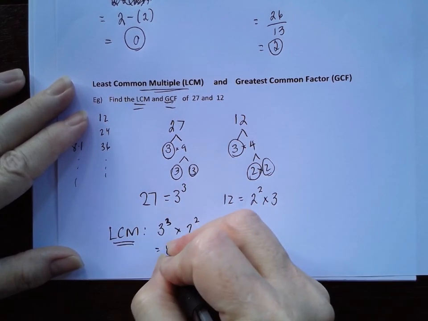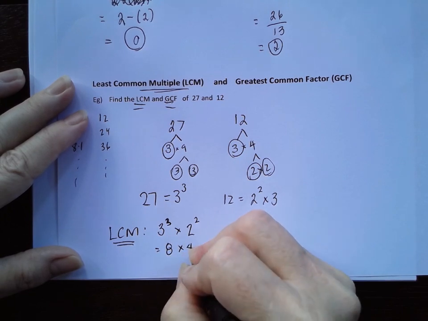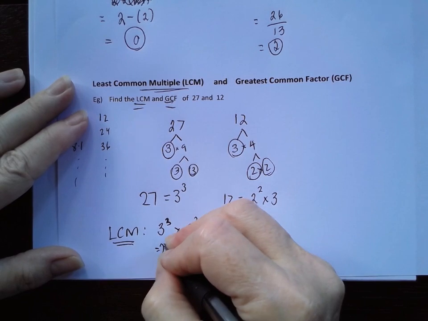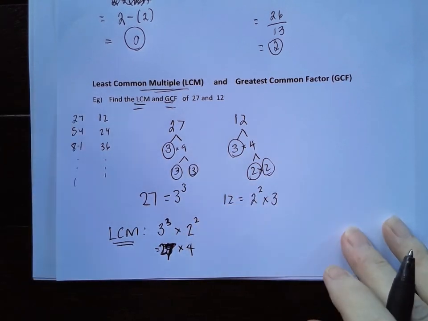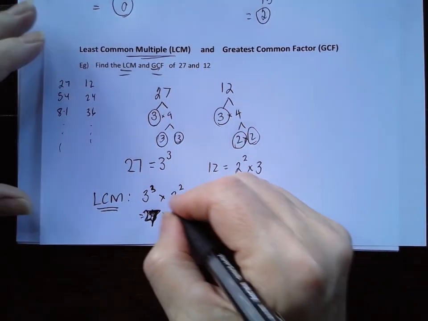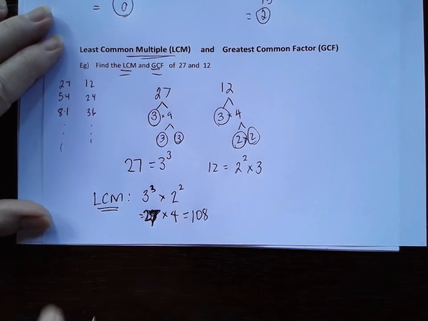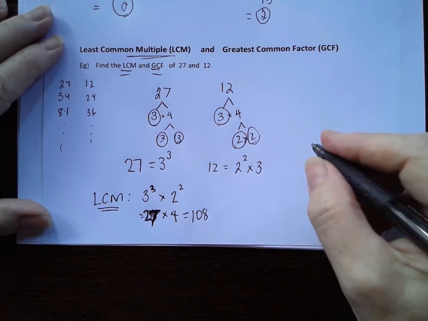So that gives me 8 times 4. Is that right? 27 times 4. I'm making a lot of mistakes today. 27 times 4, which is 108. So that's the least common multiple. And if I had made my list, I would have gotten down to 108 on both those lists. So you could try that.